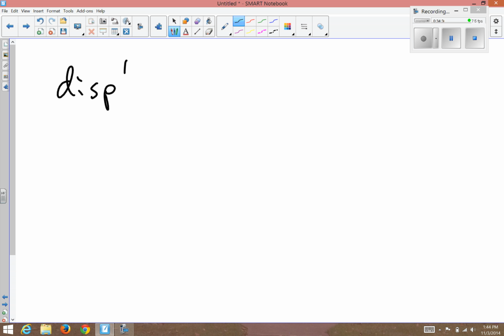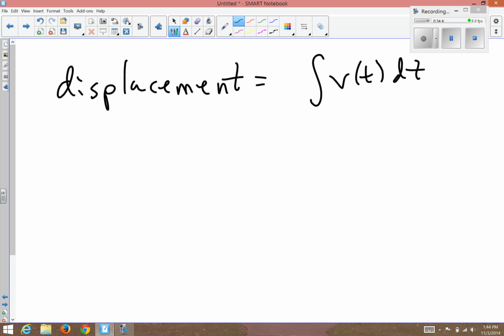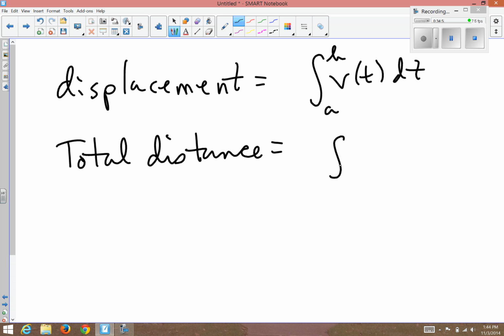Displacement will always be the integral of the velocity from some time to some time. And total distance will always be the integral of the absolute value of the velocity from some time to some time. So we'll talk about these shortcuts in class because period 11 is entering the room now.